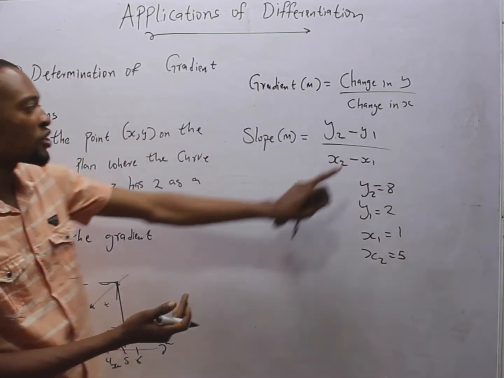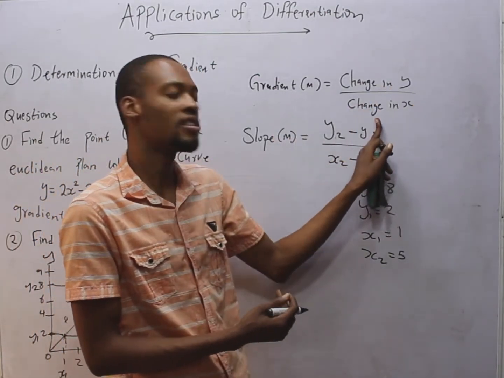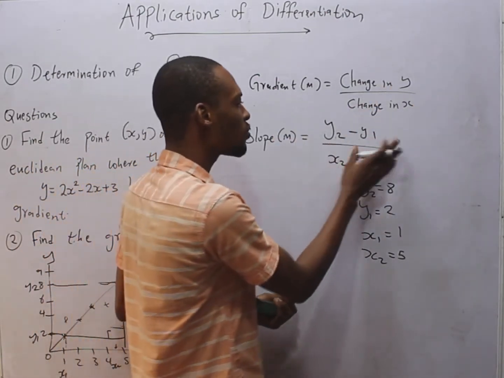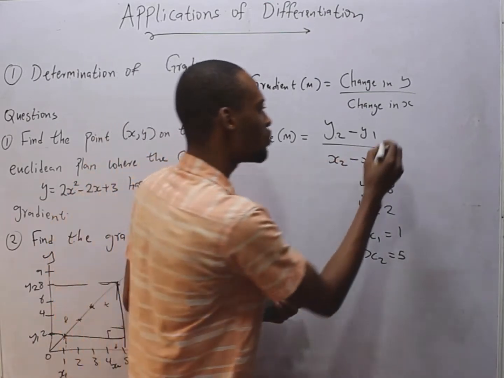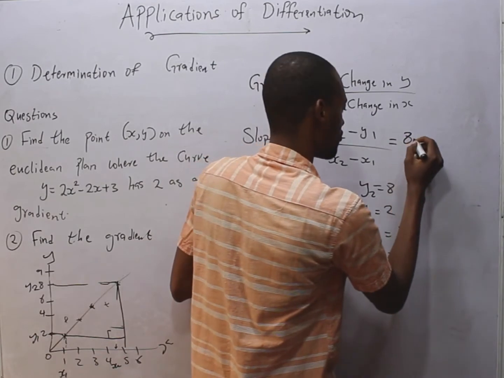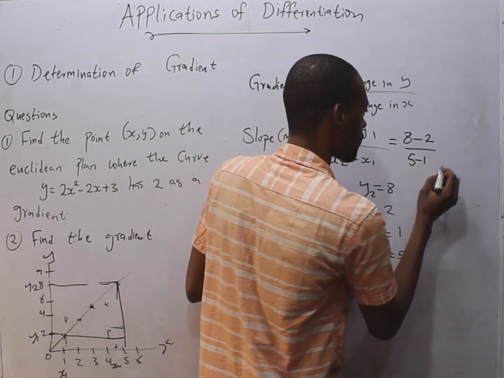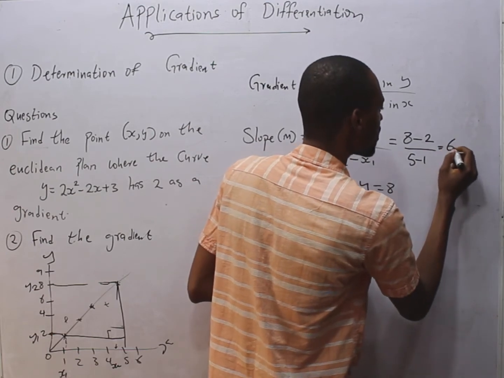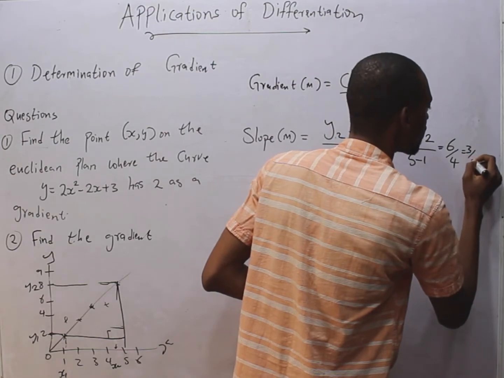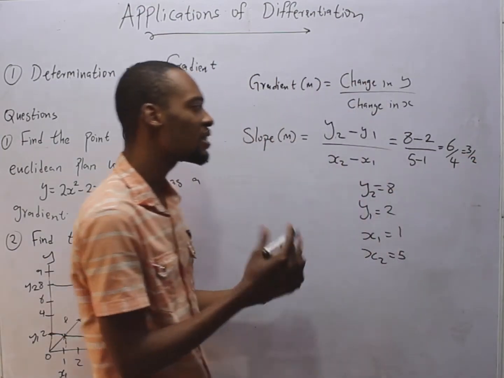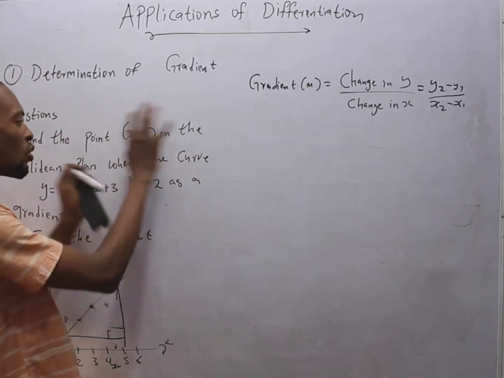What next? We substitute into the formula. Gradient is change in y over change in s. Gradient is y2 minus y1 divided by s2 minus s1, which is equal to 8 minus 2 over 5 minus 1. This is equal to 6 divided by 4. This is equal to 3 divided by 2. This is the answer.